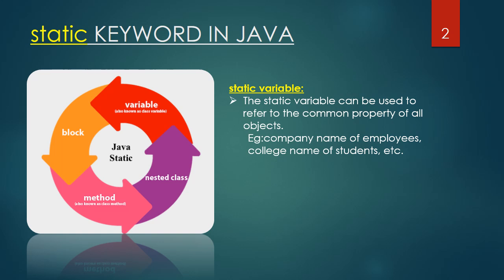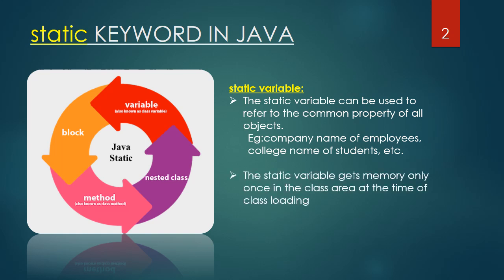A static variable: when a name or value is common to multiple objects, such values must be declared using a static variable. For example, let us take a company. The company name is common to all employees. And if we take a college, the college name is common to all students. Such values must be declared as a static variable.